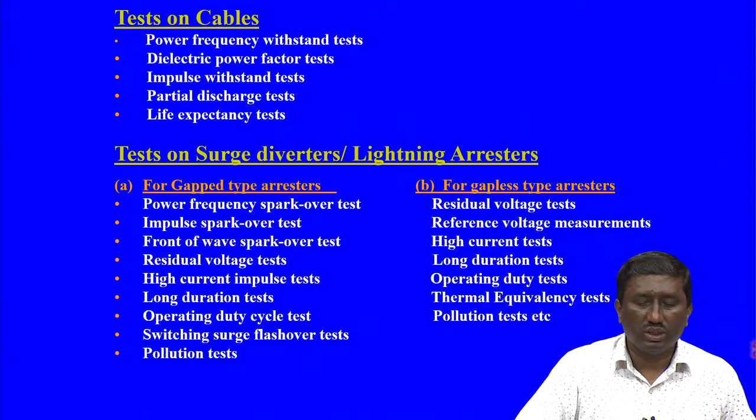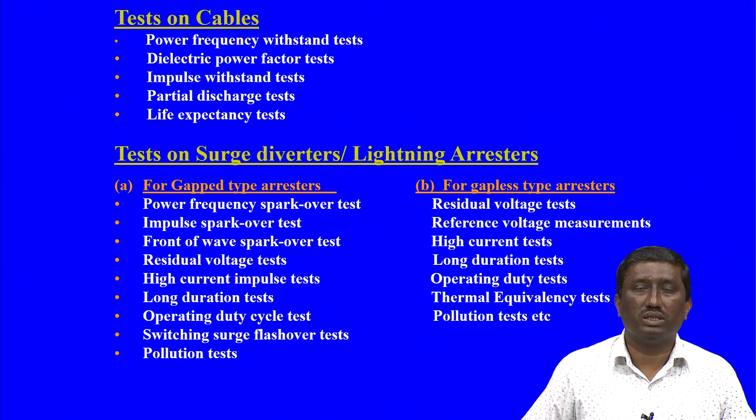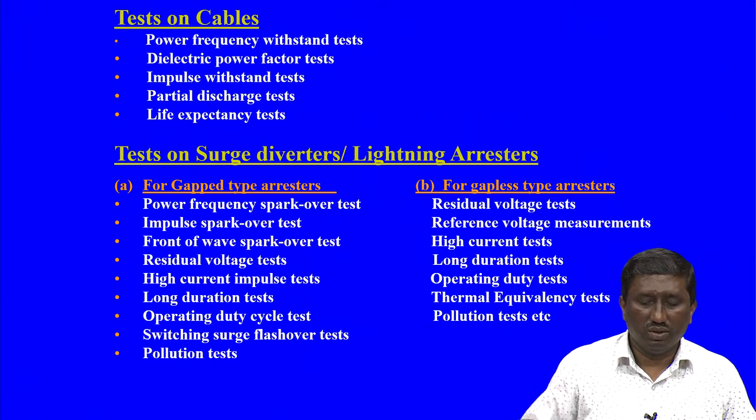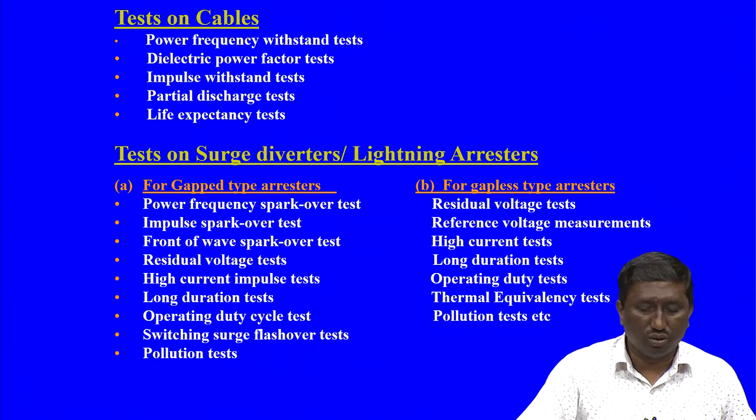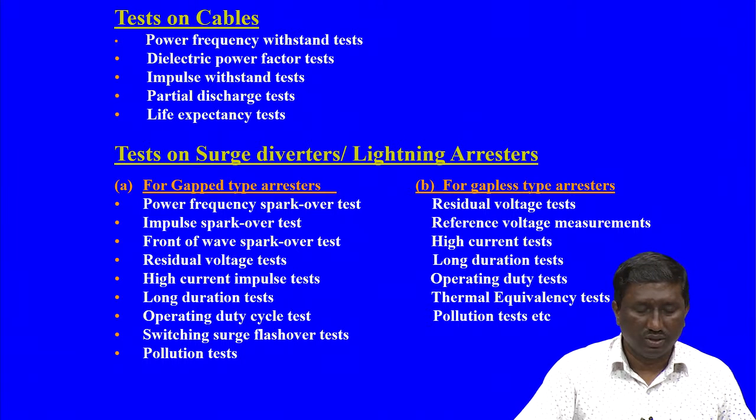So, coming to the surge arresters or lightning arresters. Surge arresters or lightning arresters are very important components in the transmission network. These surge arresters protect the major equipment like the transformer, circuit breakers, and many of the substation equipment, and also divert the lightning surges to the ground. So, a very important component in the transmission system.